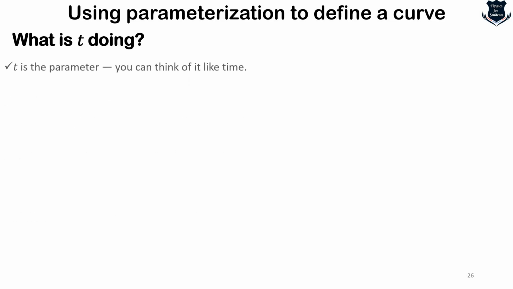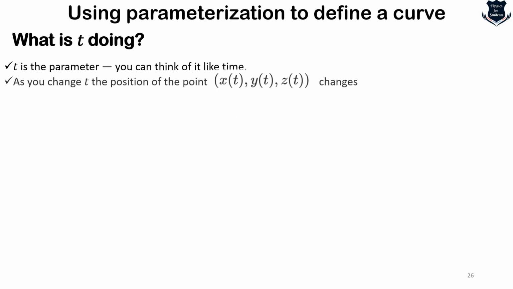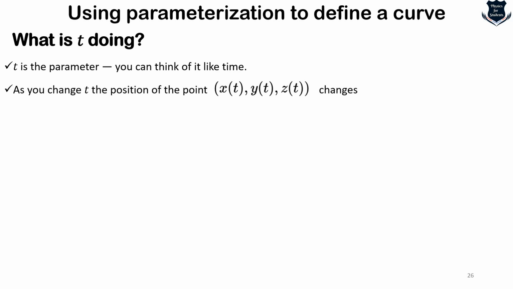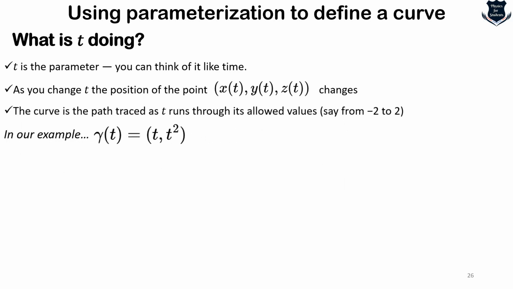So here you can again see what t is doing over here. What is the function of t? So t is the parameter. You can think of it as time. As you change t, the position also changes, and the curve is the path as it is traced.